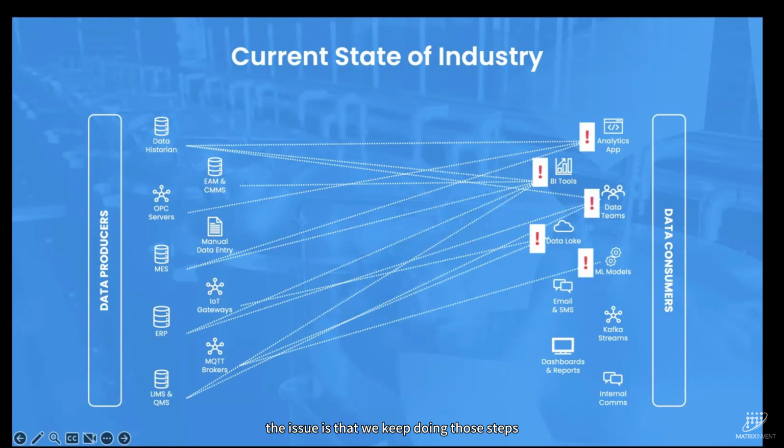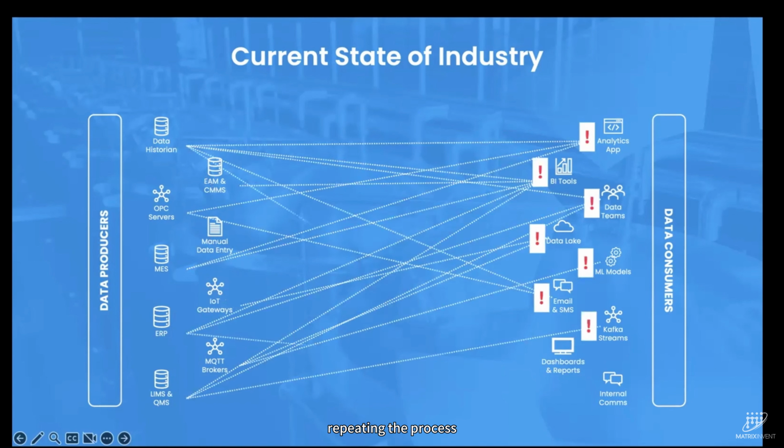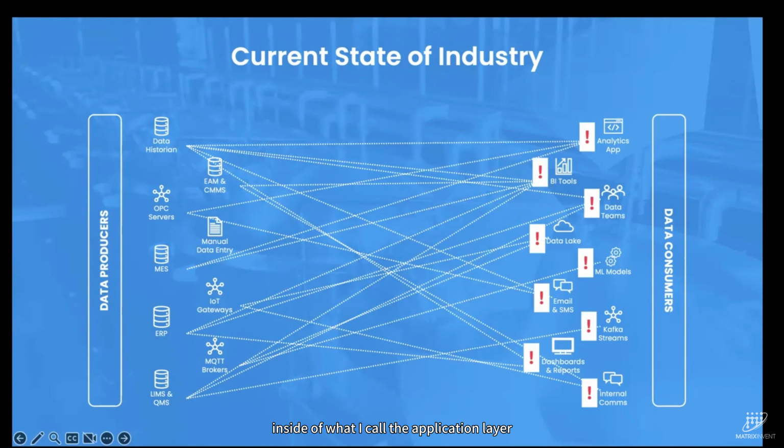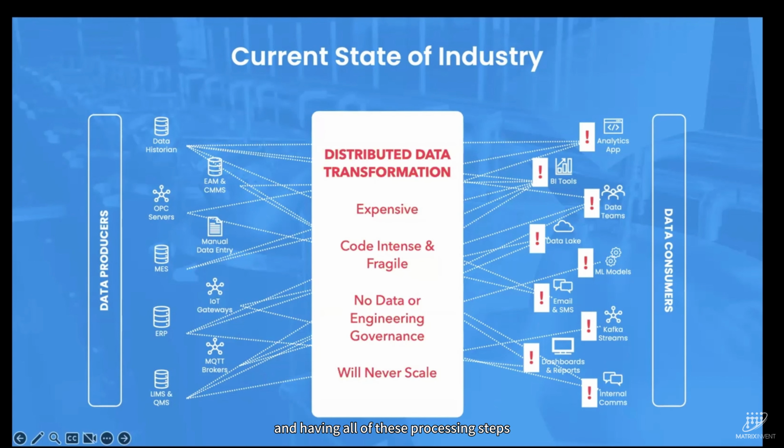The issue is that we keep doing those steps, repeating the process, and doing that work over on the data consumer side, inside of what I call the application layer. So we do this work in our BI tools. We do this work in our analytics apps. We do this when we bring data into Snowflake or Azure or AWS. We do this when we build another report or we create another internal communication, maybe from an email or a Teams or a WhatsApp message. We keep repeating these steps, and having all of these processing steps distributed across all of these different applications has created an information management nightmare.